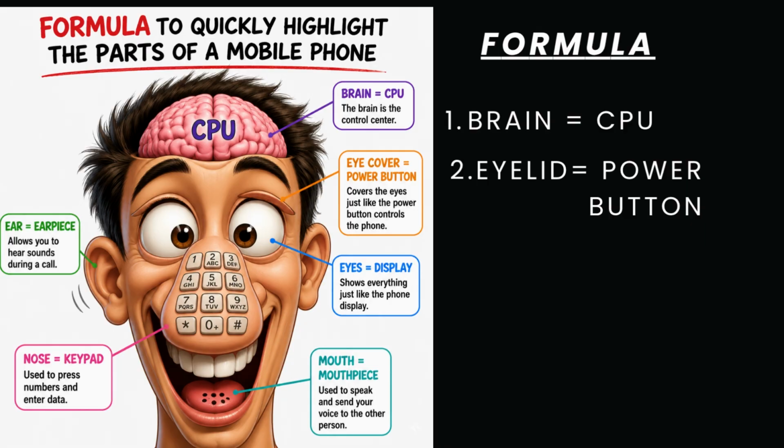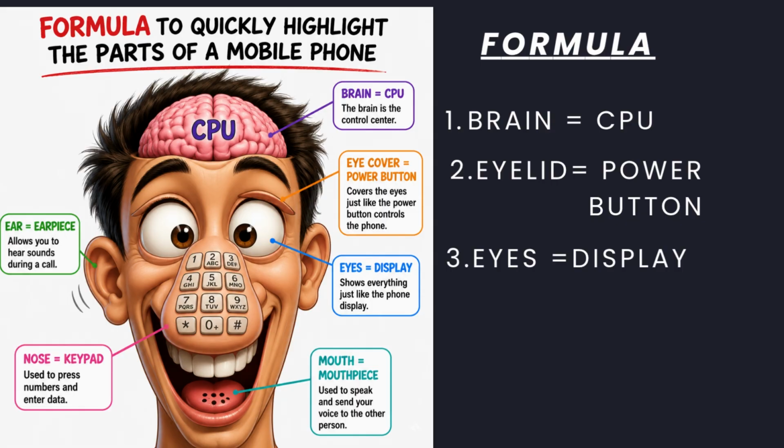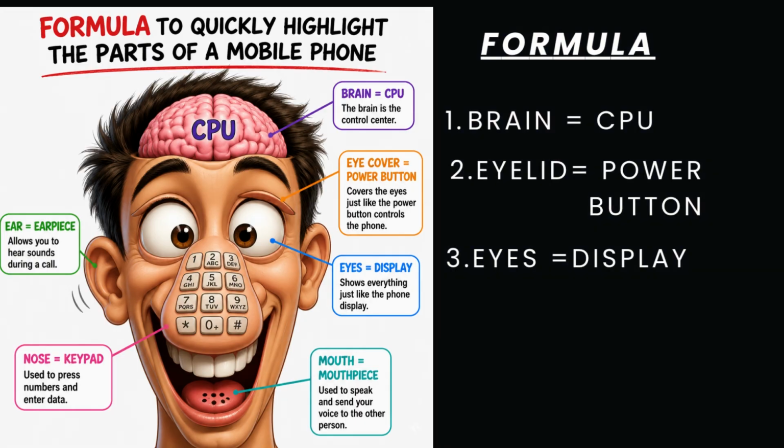Number 3. The eyes are the display. Next, look at your eyes. Your eyes allow you to see everything around you. Likewise, the display allows you to see everything on the phone. You read messages, see contacts, check the battery level, and view menus on the display. So remember, eyes equal display.